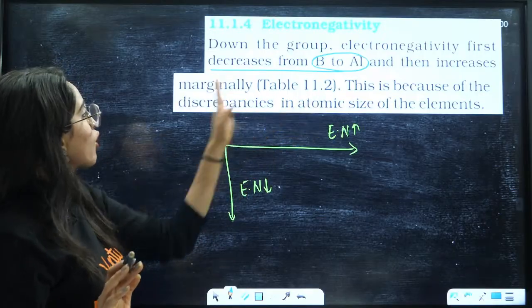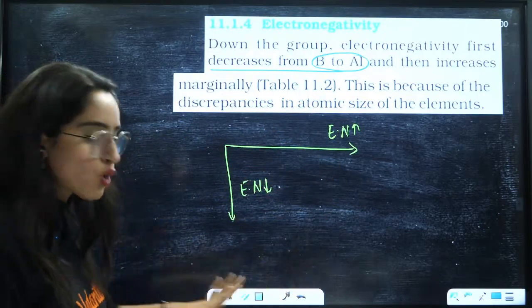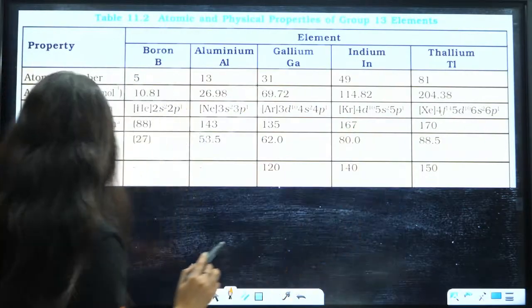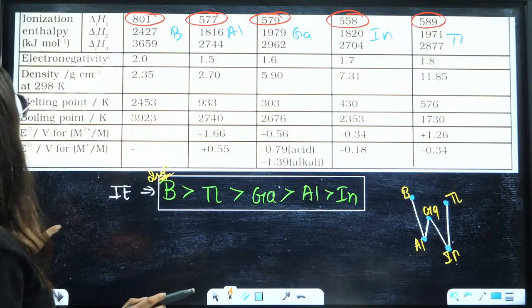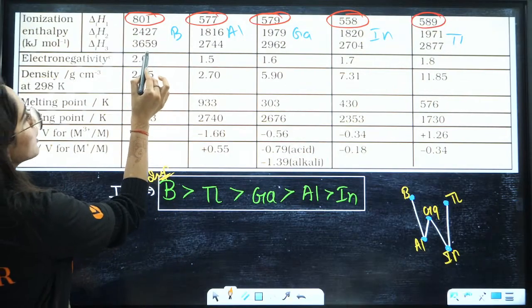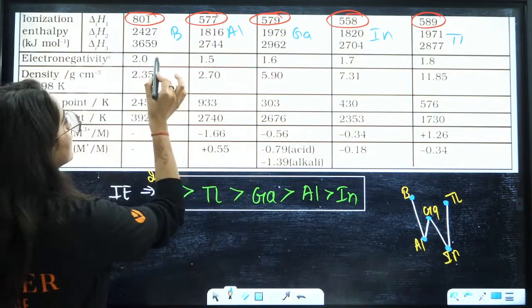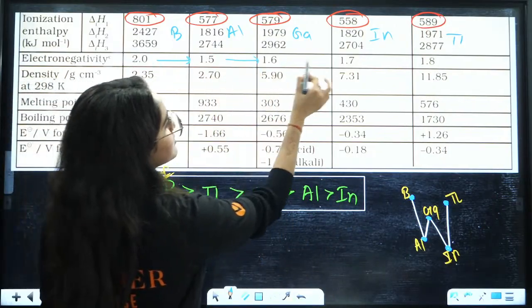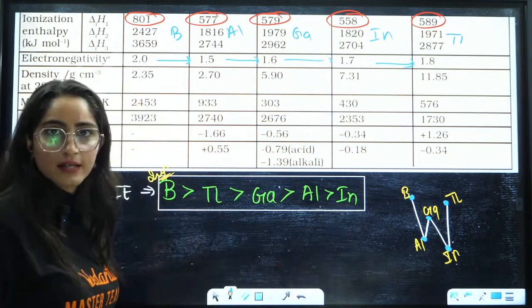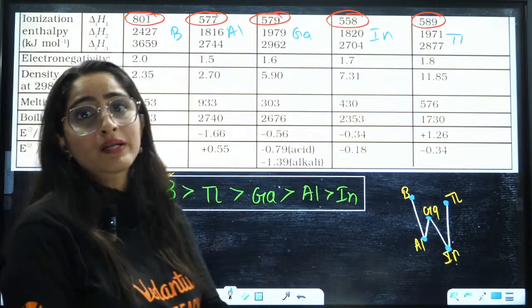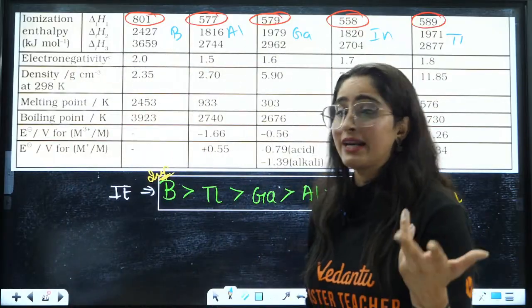This is because of the discrepancy in the atomic size of the elements and also the ionization enthalpies. So as you can see here, this is the electronegativity. It has decreased here, as you can observe. It is decreasing, then again it is increasing, right? So they can also ask you that in group number 13, what is the trend of electronegativity?